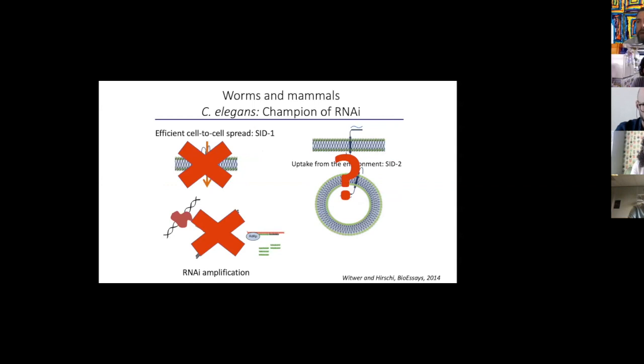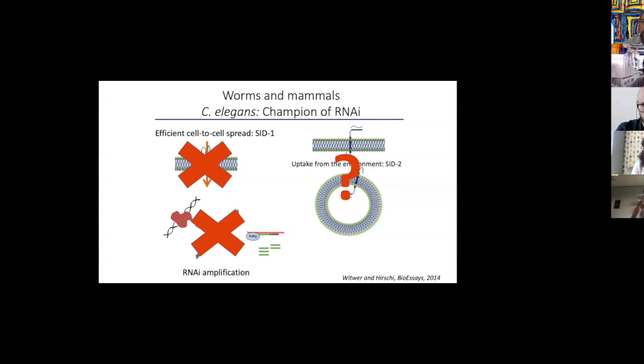the pathway of siRNA was really worked out quite well in the model organism C. elegans. So this is this little nematode that lives in the soil. And the nematode has an ability to spread siRNAs between, and I should say longer RNAs too, between cells. So it has a specific transporter for that.